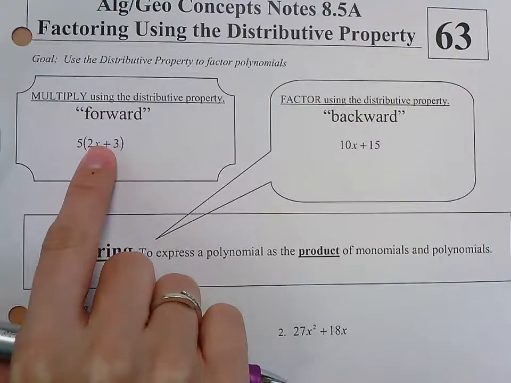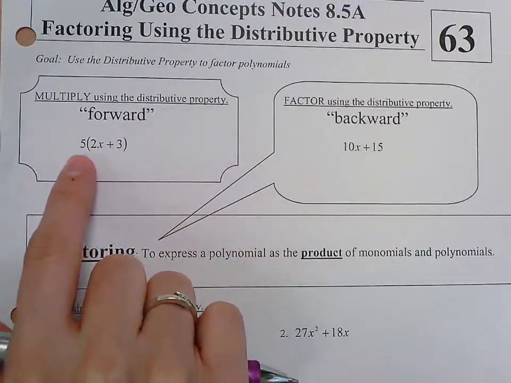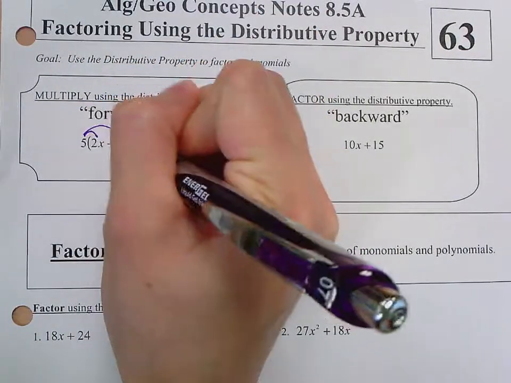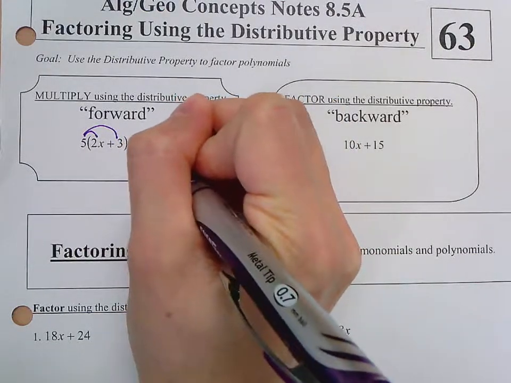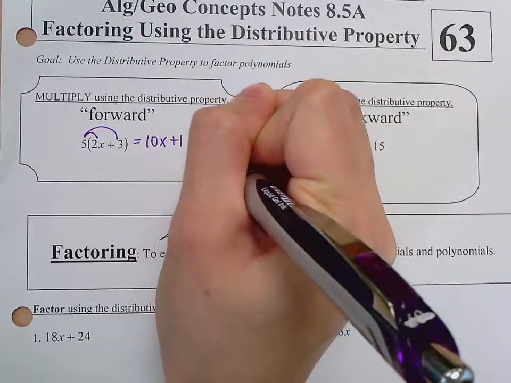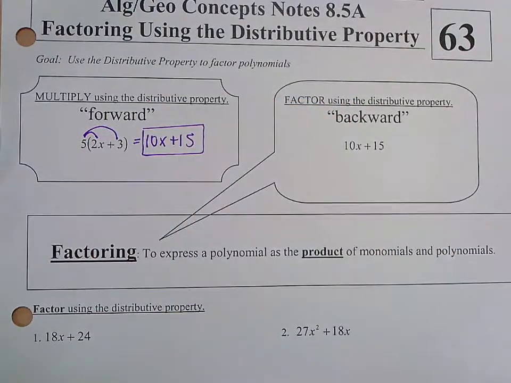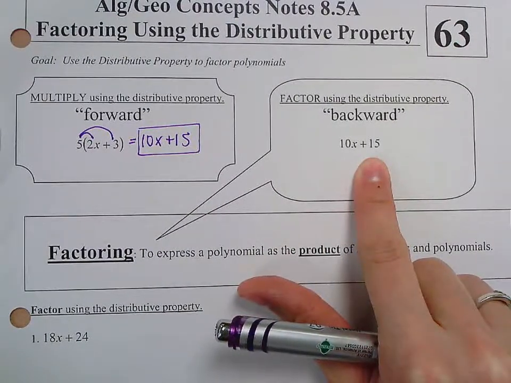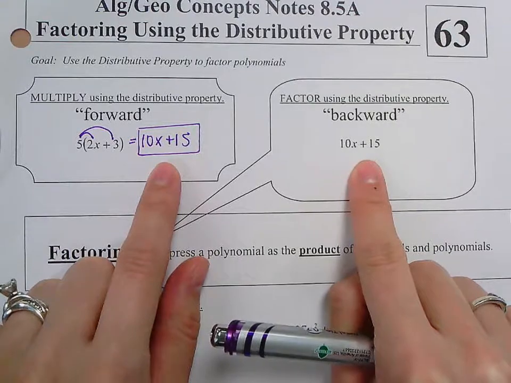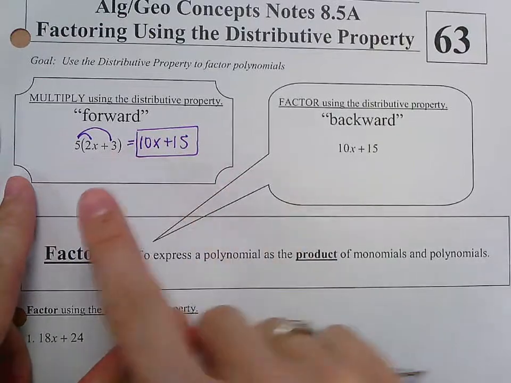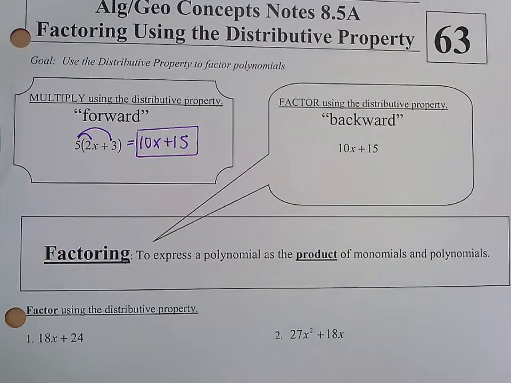So if I were to multiply using the distributive property, I have 5 times the quantity 2x plus 3. We know that we would distribute the 5, and you would get the answer of what is 5 times 2x? 10x. And then 5 times 3 is 15. So you'd get 10x plus 15. Okay, so now notice if I were to go backwards, I'm giving you the 10x plus 15. I want to get this as my answer. That's your goal with factoring. You're going backwards. You're saying what two things multiply to equal that.